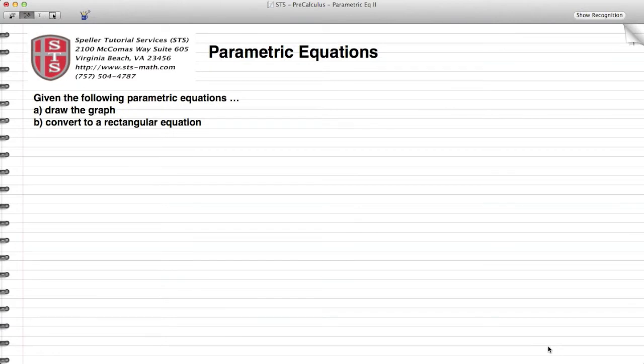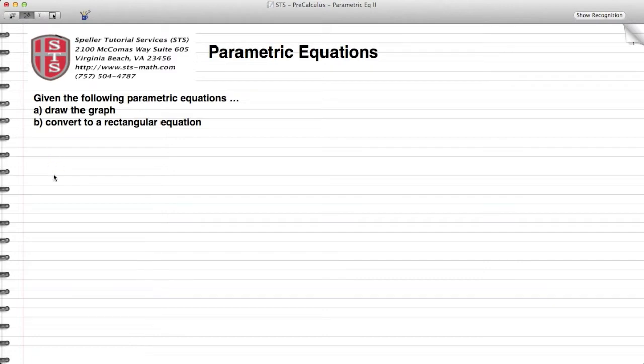Today we're going to continue our talk on parametric equations. We're going to step it up a bit and actually use trig functions for this particular example. First, we're going to graph the parametric equations, and then we're also going to convert those parametric equations into a single rectangular equation.